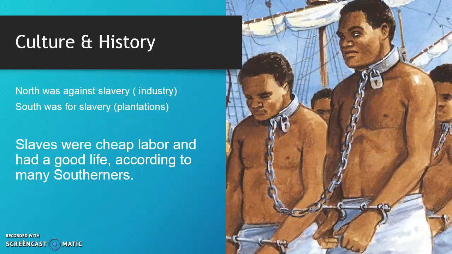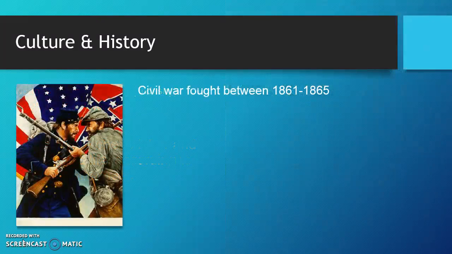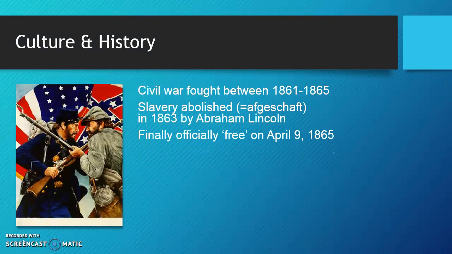They were cheap, and they mostly had a good life, according to many Southerners, who really liked them working on their plantations. They really needed the cheap labor in order to make a lot of money in the South. Between 1861 and 1865, the Civil War was fought basically over slavery between the northern and the southern states. At the end of that war, the northern states had won and slavery was abolished by President Lincoln.